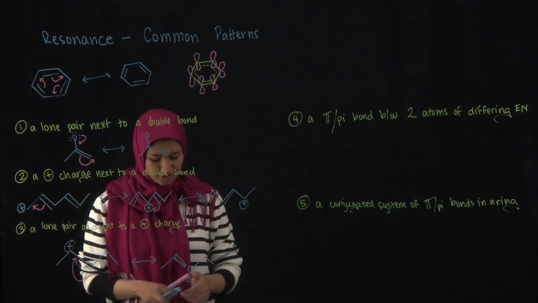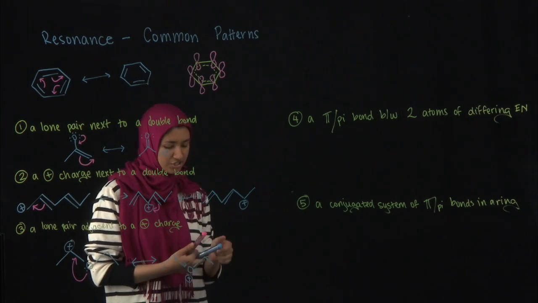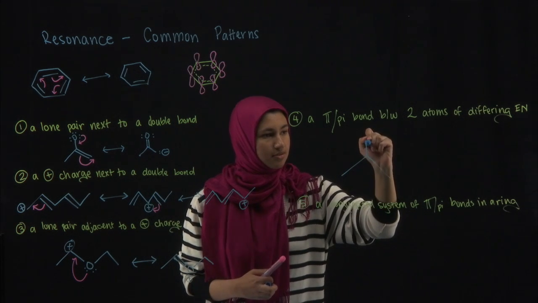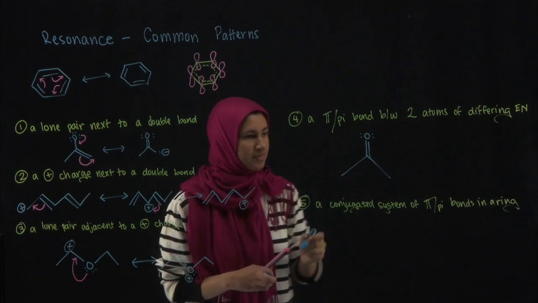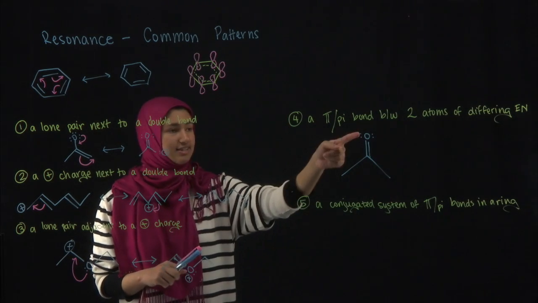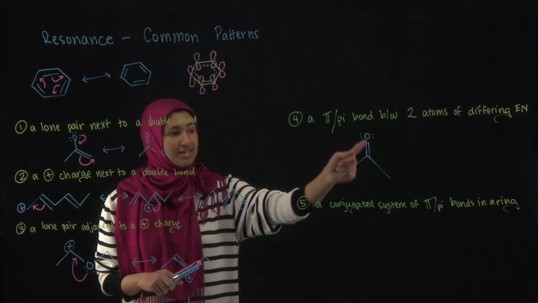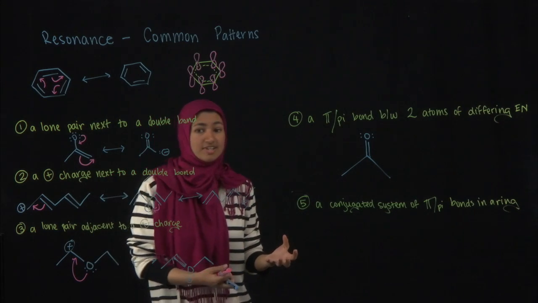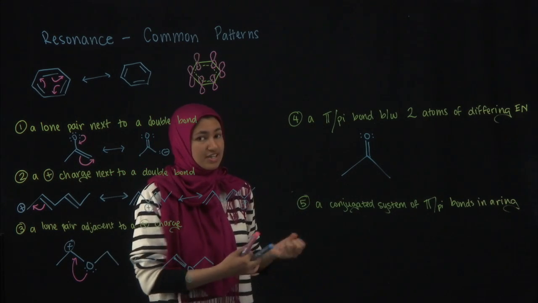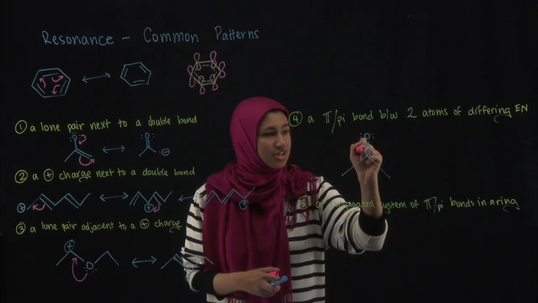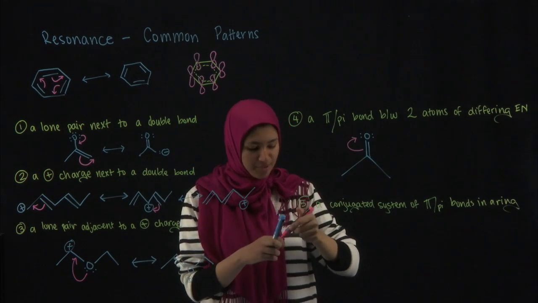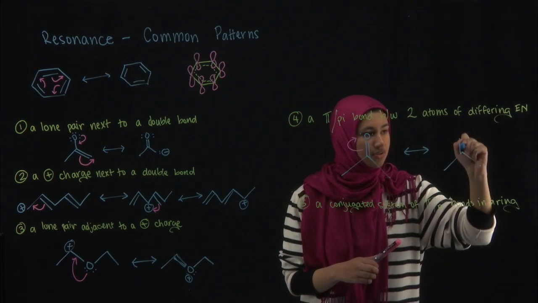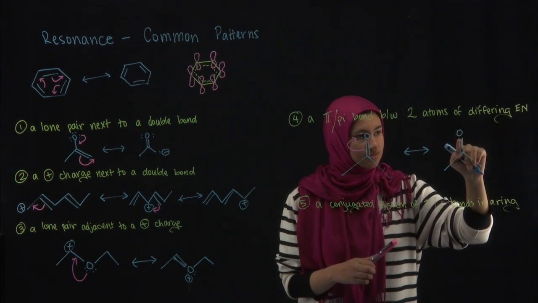So our fourth pattern to look for is a pi bond between two atoms of differing electronegativity. So here we have our highly electronegative oxygen atom right next to a carbon atom. And since oxygen is more electronegative, it's going to be more greedy. It's going to pull those electrons towards it. So you can create a resonance structure in which you move these pi bond electrons up to this oxygen, giving you this.